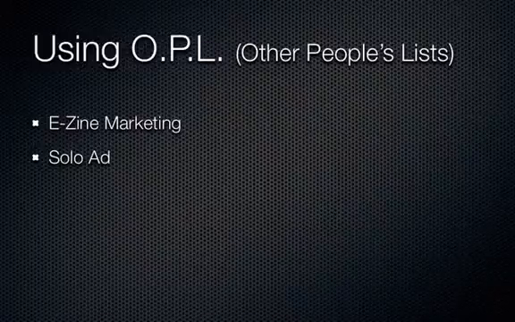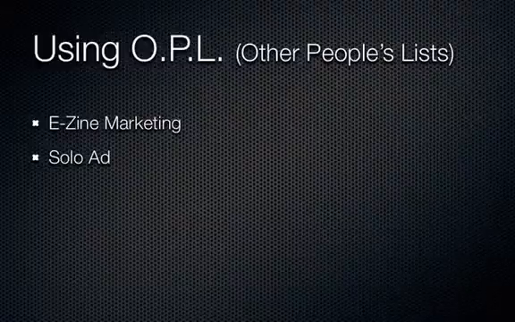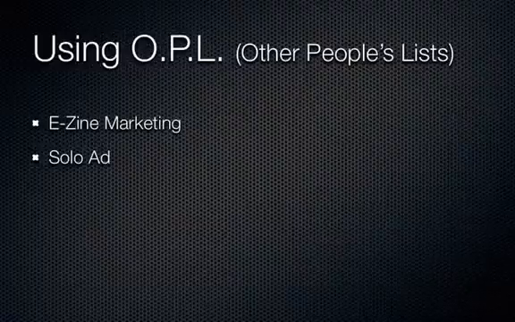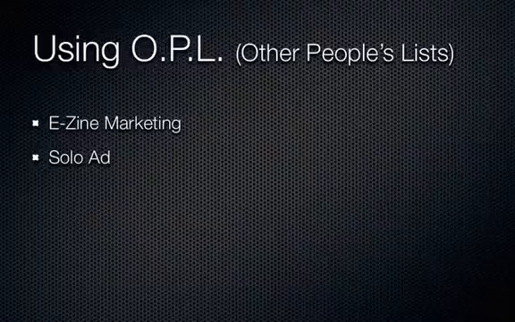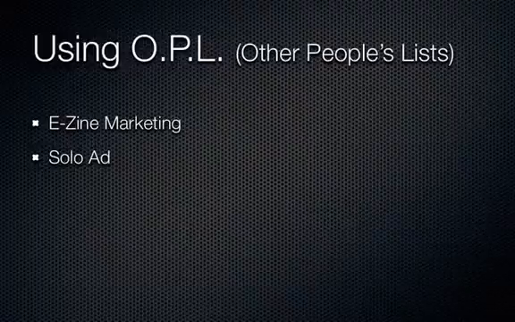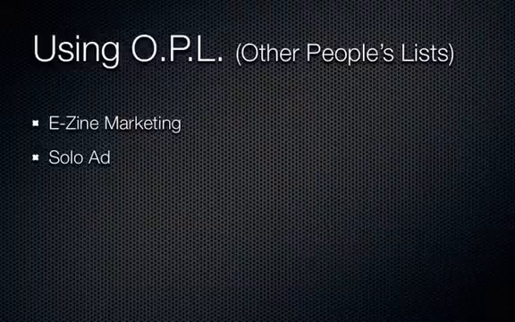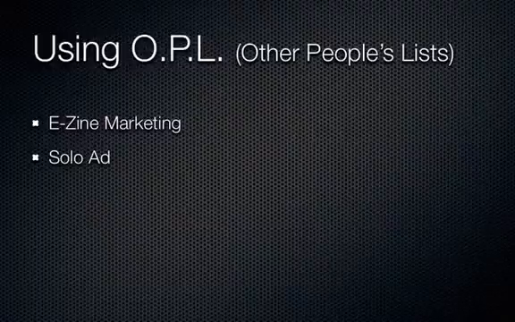So think about this. There are e-zine publishers that have thousands and thousands of subscribers on their lists, people who are very interested in a particular topic. I know some publishers who have 3, 4, 5 million subscribers on their lists, but the average e-zine publisher will have anywhere from about 20 to 100 or 300,000 subscribers.